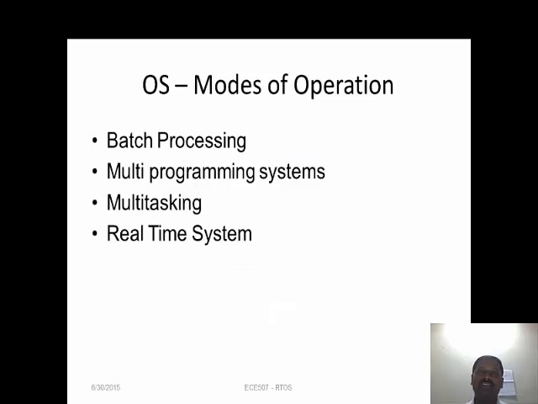Now let's go through a bit of history about the various modes of operation that we have in an operating system. Starting with batch mode, where each of the processes is punched into a batch of processes. Next we have multi-programming systems, where each of the programs can run concurrently in the system but not interacting with it. The next is the multitasking system, where each of the programs can interact within itself. And finally, we have real-time systems, where the essential feature is time. Each of the tasks is a time critical system process.